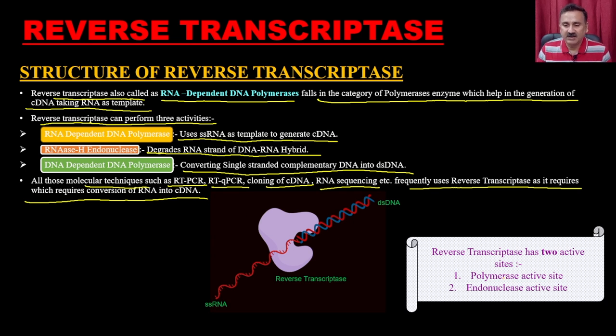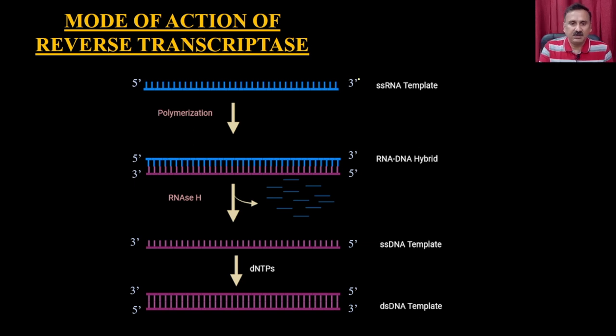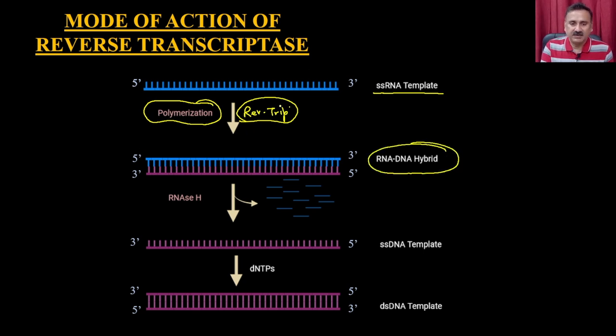So, reverse transcriptase has two active sites, a polymerase active site and an endonuclease active site, and it has three different types of enzymatic activity: RNA dependent DNA polymerase, RNase H endonuclease and DNA dependent DNA polymerase. Exactly this is what it is going to do. It takes up your single stranded RNA molecules and does the polymerization reaction. It synthesizes the DNA and produces an RNA DNA hybrid. Our reverse transcriptase also has the RNase H activity, so it degrades the RNA from this RNA DNA hybrid, leaving the single stranded DNA template.